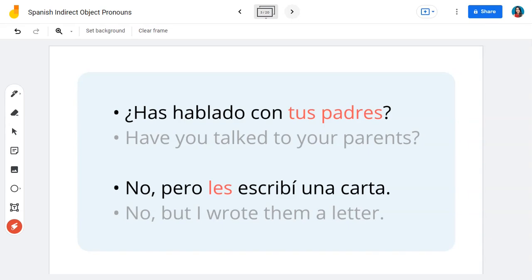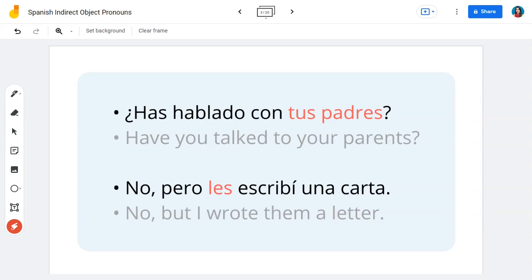Your parents, yes. So in this example, let's first identify the action. What is the action? What did the person do? Oh, he wrote, right? So he wrote what? A letter, yes. Una carta. Una carta is the direct object of the sentence.